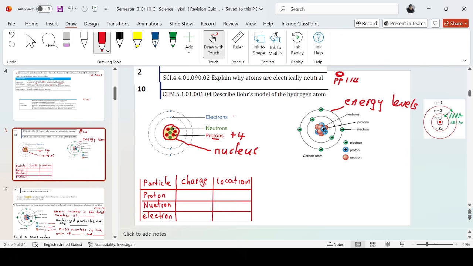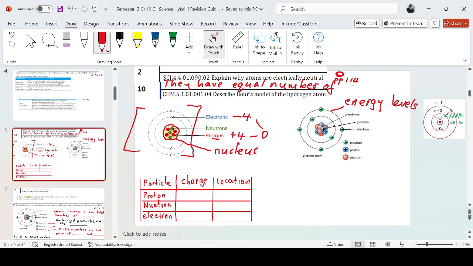So electrons are negatively charged. How many are there? 1, 2, 3, 4. So -4. So this whole atom, what is the total charge of the atom? Because electrons and protons are always equal in number in an atom, the -4 + 4, the total charge will be equal to 0. So why are atoms electrically neutral? Because they have an equal number of what? They have an equal number of electrons and protons.